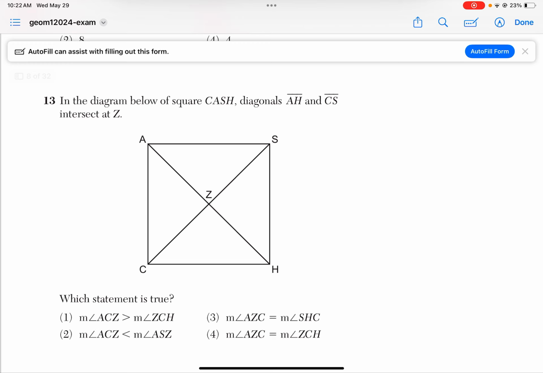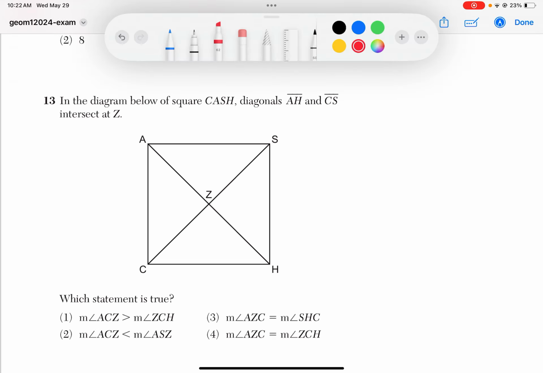Number 13, not one of my favorite problems on the Regents, but it is a good thinking exercise for us. We have a square, so you have to think about what properties a square has. Well, obviously it has 4 right angles and 4 congruent sides. It also has congruent diagonals that perpendicularly bisect each other. So let's keep that in mind as we analyze each one.